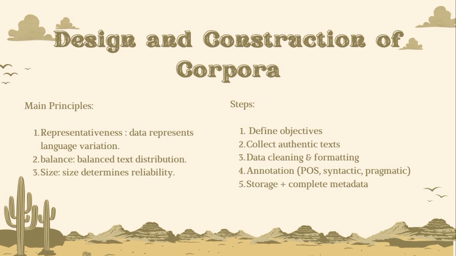Next is design and construction of corpora. First, representativeness means that the texts selected should reflect the real variety of the language being studied. Number 2 is balance. Balance ensures that no single text type dominates the corpus. And then number 3 is size. Size affects how detailed the analysis can be. Larger corpora give more reliable results.